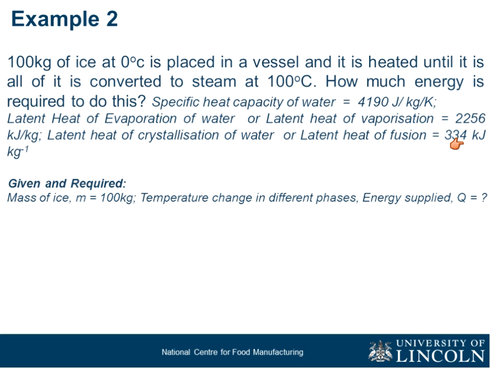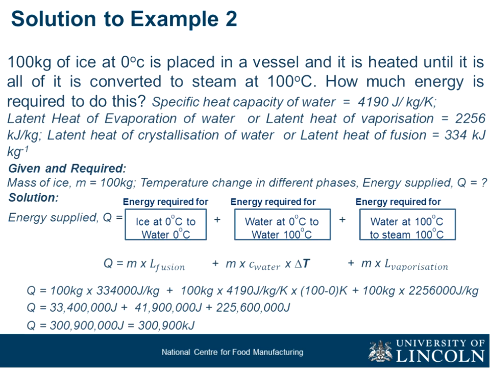So we are moving from 100 kilogram of ice at 0 degrees Celsius, and the way to do that is to have a box such as this. So we want to look at energy from 0 degrees ice to 0 degrees water, then from 0 degrees water to 100 degrees Celsius water, and then from water at 100 to steam at 100. That is where we are going to stop, because this one does not involve superheated steam.